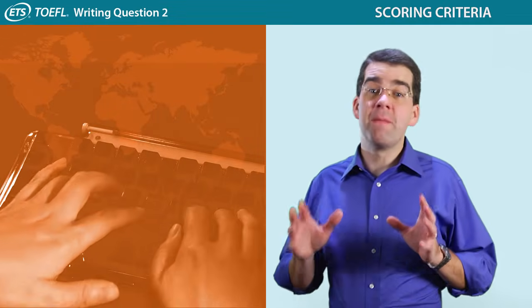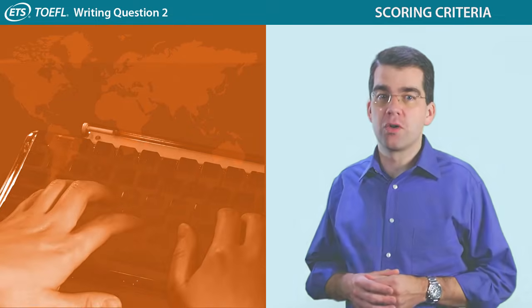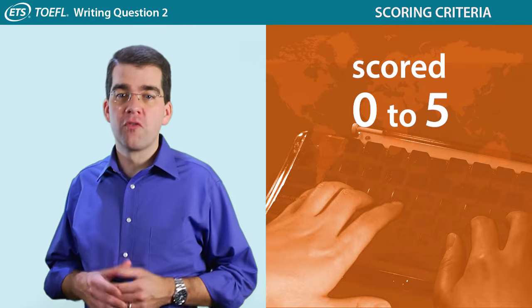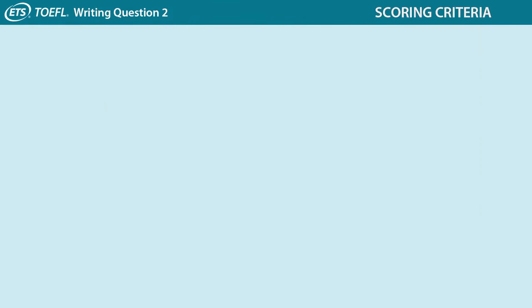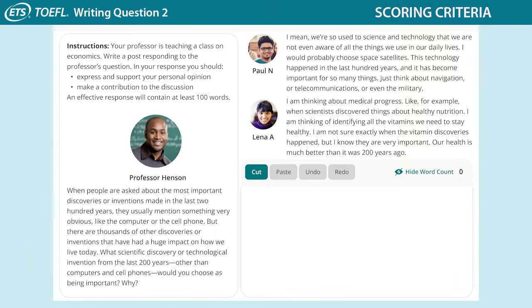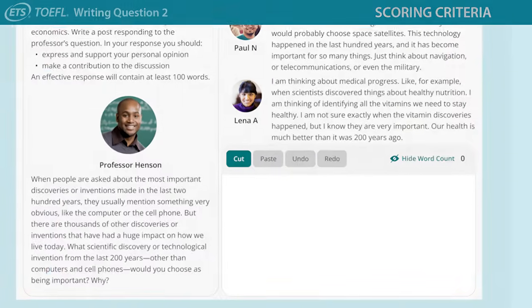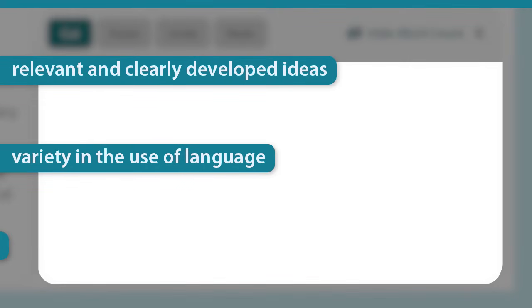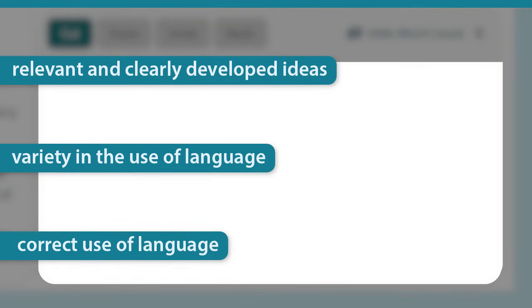Before the test, make sure you understand what the raters are looking for and how each question is scored. Responses in the writing section will each be given an overall score from 0 to 5. For Question 2, the writing for an academic discussion task, the raters are looking for three main things: relevant and clearly developed ideas, variety in the use of language, and a correct use of language. First, relevant and clearly developed ideas.